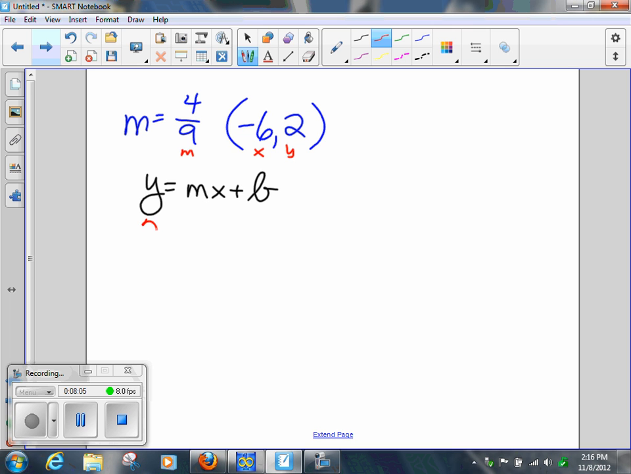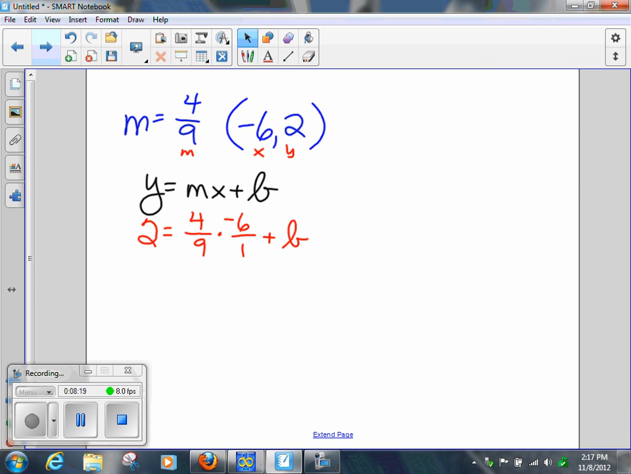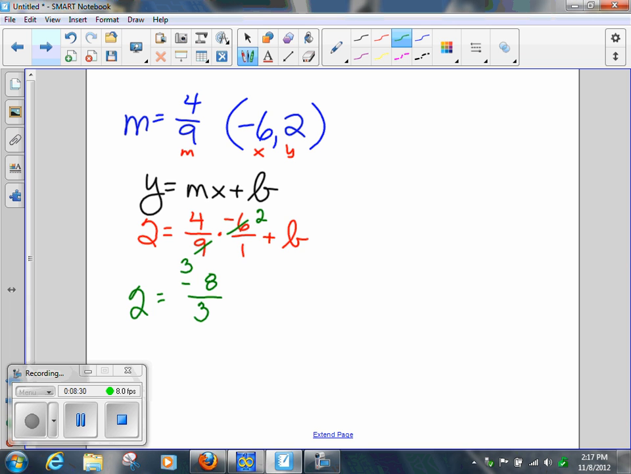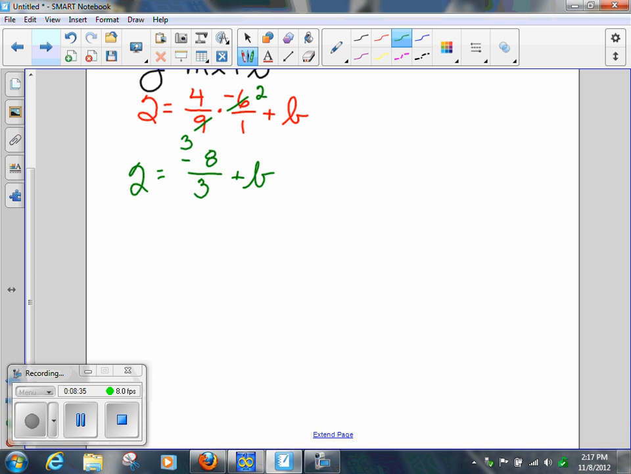2 equals 4/9 times -6. Justin, you see what I'm doing here? I'm doing your problem, okay? All right, so look what's going to happen. 3 will go into 6 and 9, correct? 3 goes into 6 2 times. It goes into 9 3 times. That gives me 2 is equal to -8/3. Did you have that? Yes or no? Okay. Yes, you did.